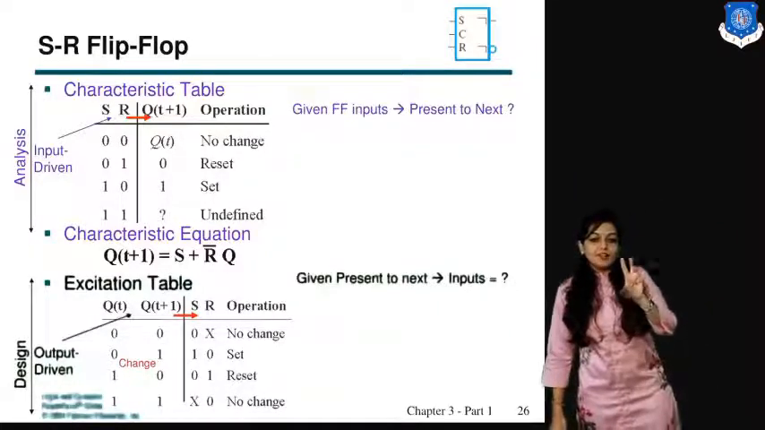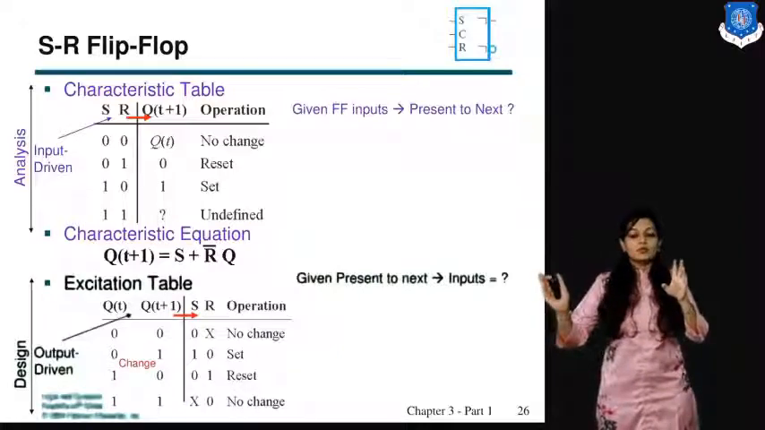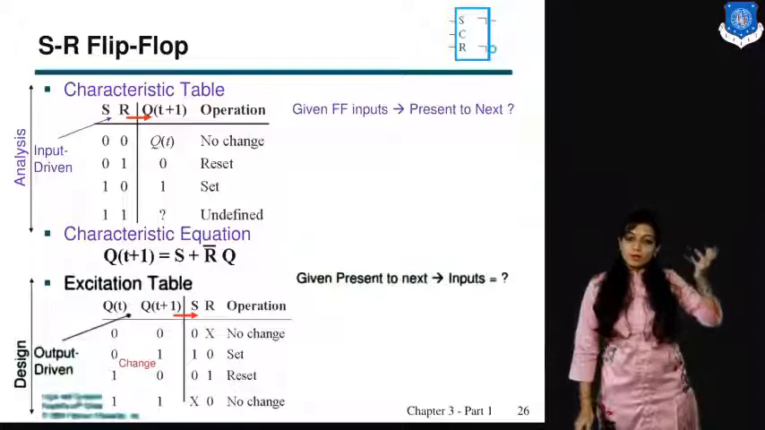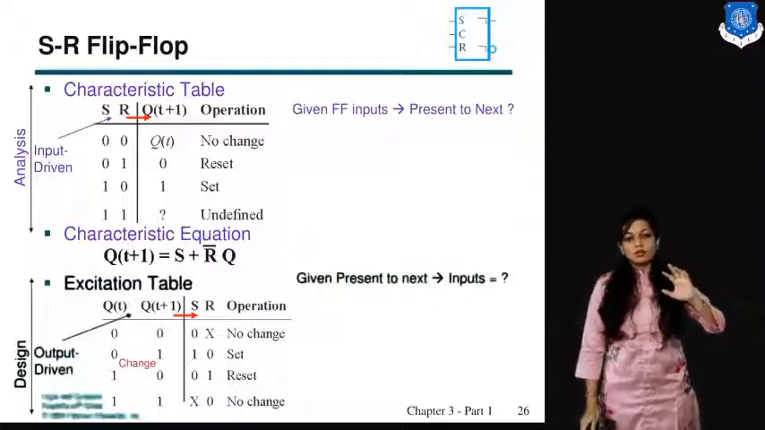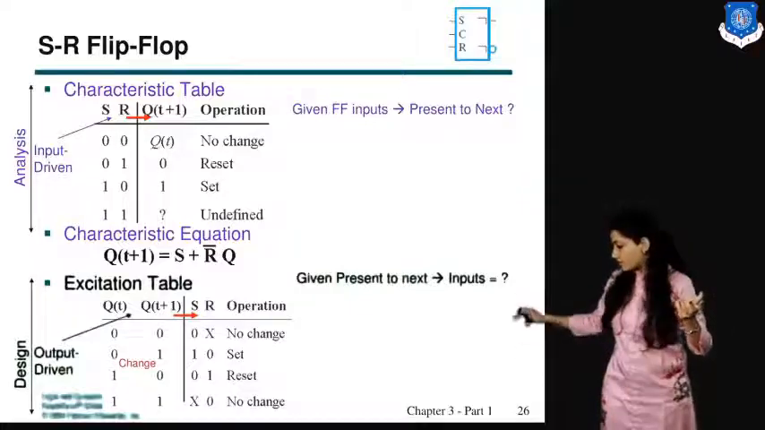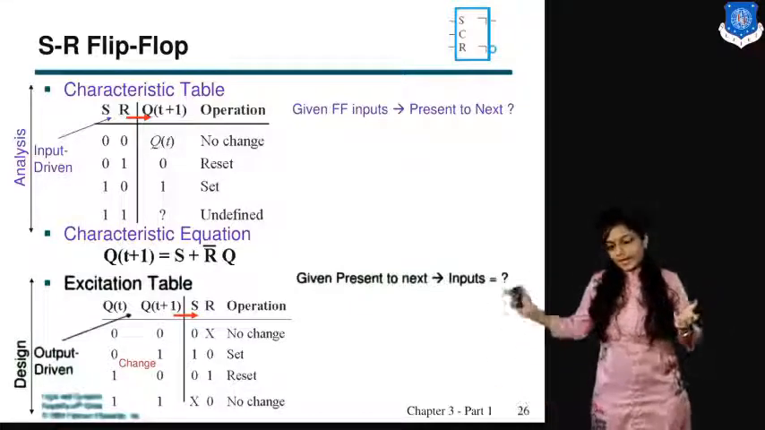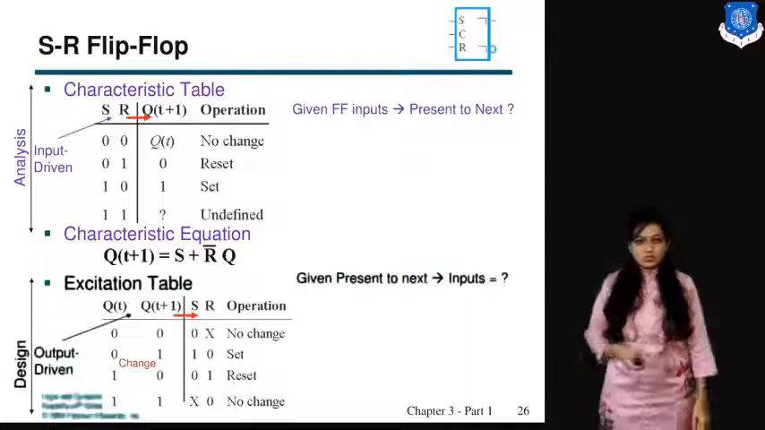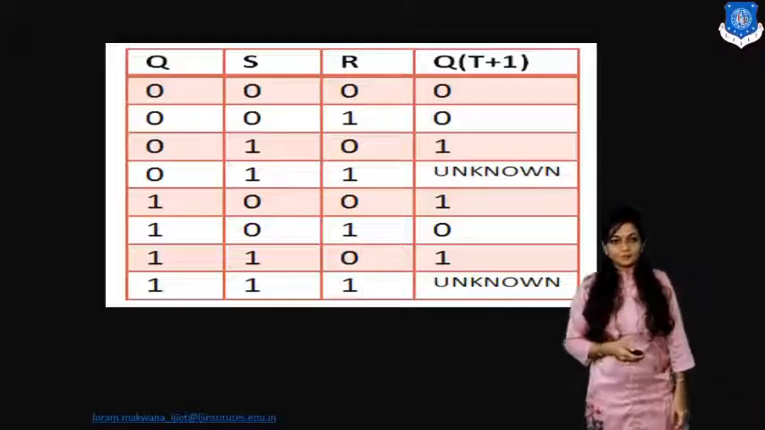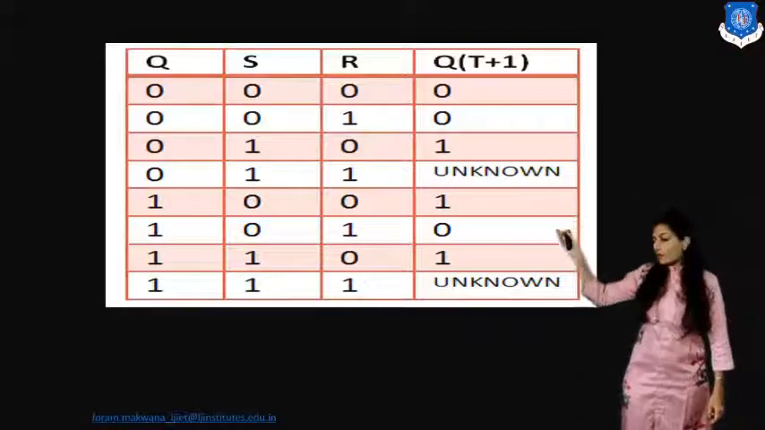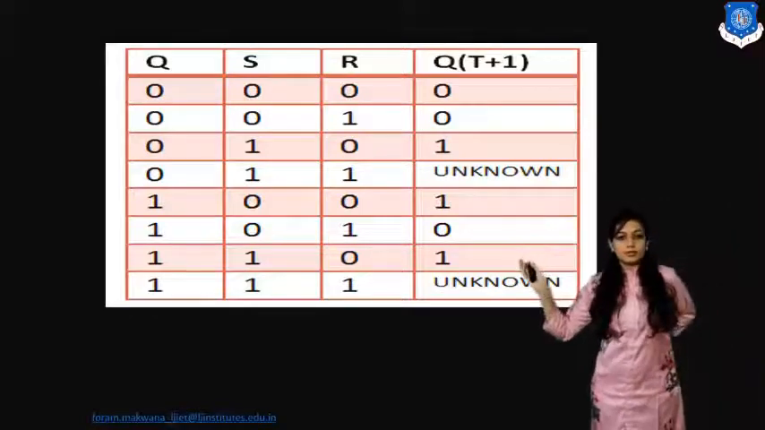And if the present state and next state are both 1, 1, then my value of S would be 1, or it may not change state, so it can be 0. That's why I cross it. Cross stands for don't care. And R is equal to 0. That's why cross and 0. So no change. This is the characteristic table. This is the excitation table. This is how we can form the truth table.